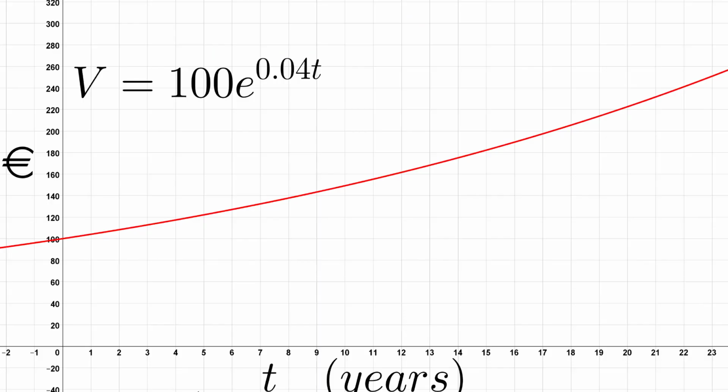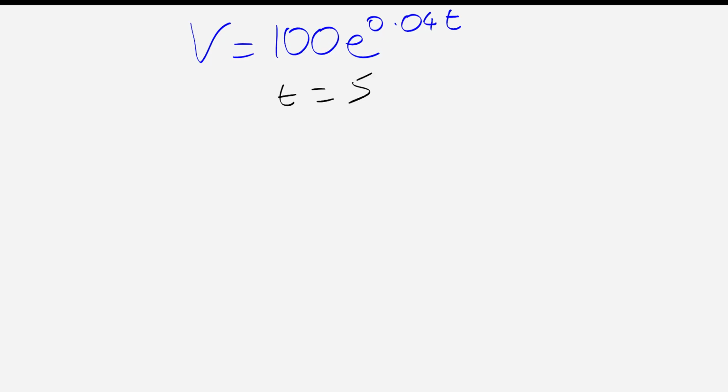So if we come back to our graph here, we have our graph v equals 100e to the 0.04t, and we're interested in the value of the investment after 5 years. So when t is equal to 5, what is the value of the investment? This is fairly straightforward. All we have to do is sub 5 in for t as our input in the function. So v equals 100 e to the 0.04 times 5.